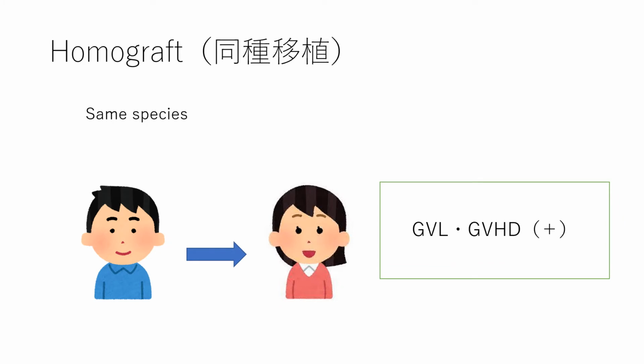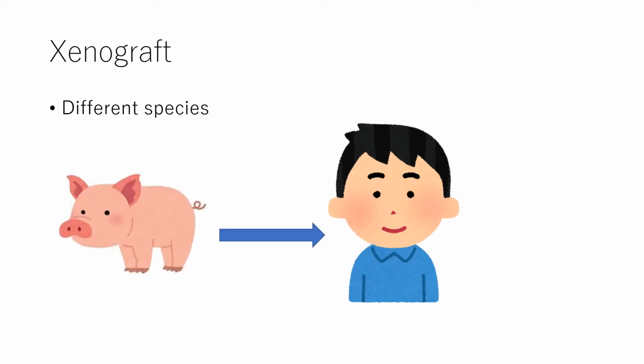Homograft is a transplant that is done from one human to another. In this method, immune cells recognize HLA antigens that are different from self, resulting in GVL and GVHD. Xenograft is a method of transplanting organs and others from other species.